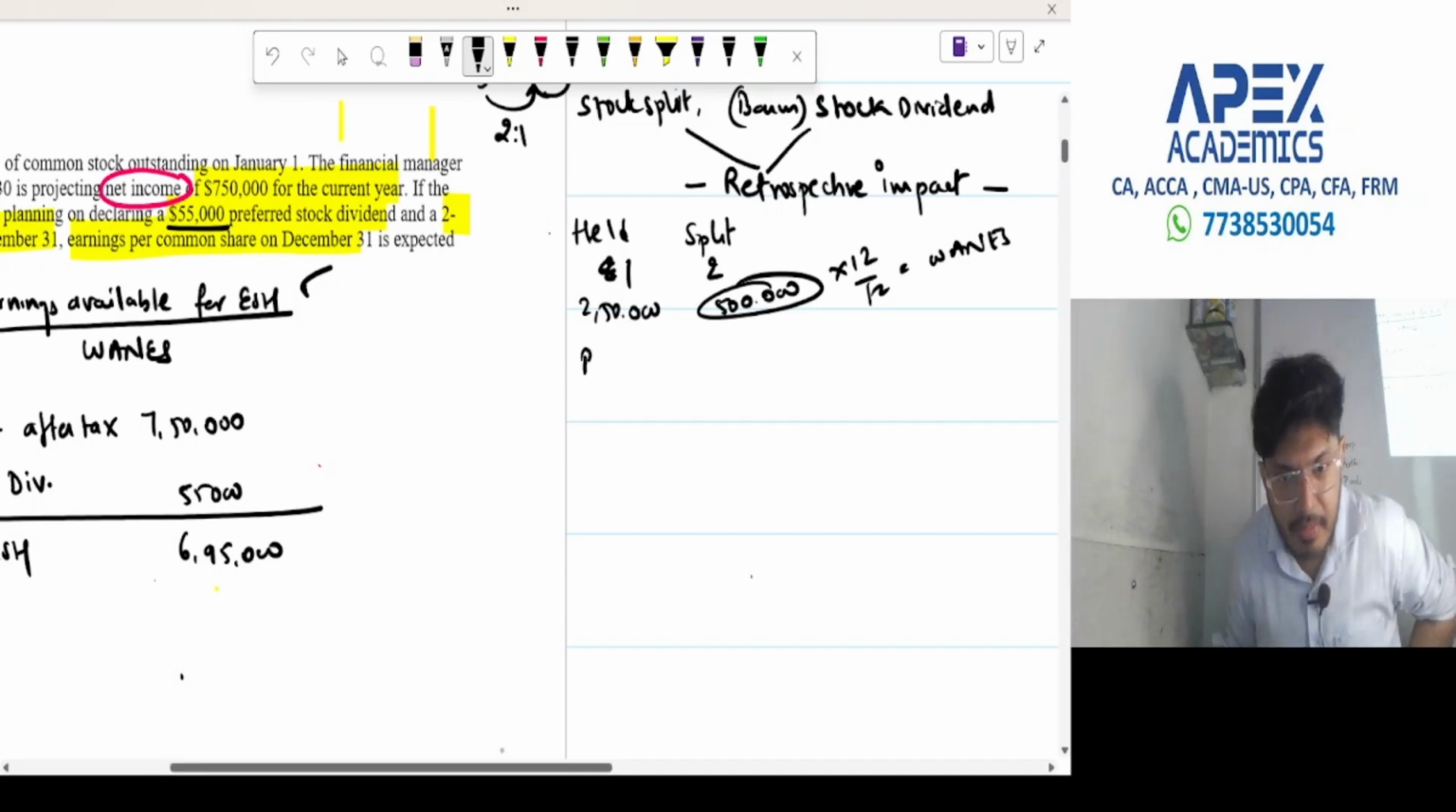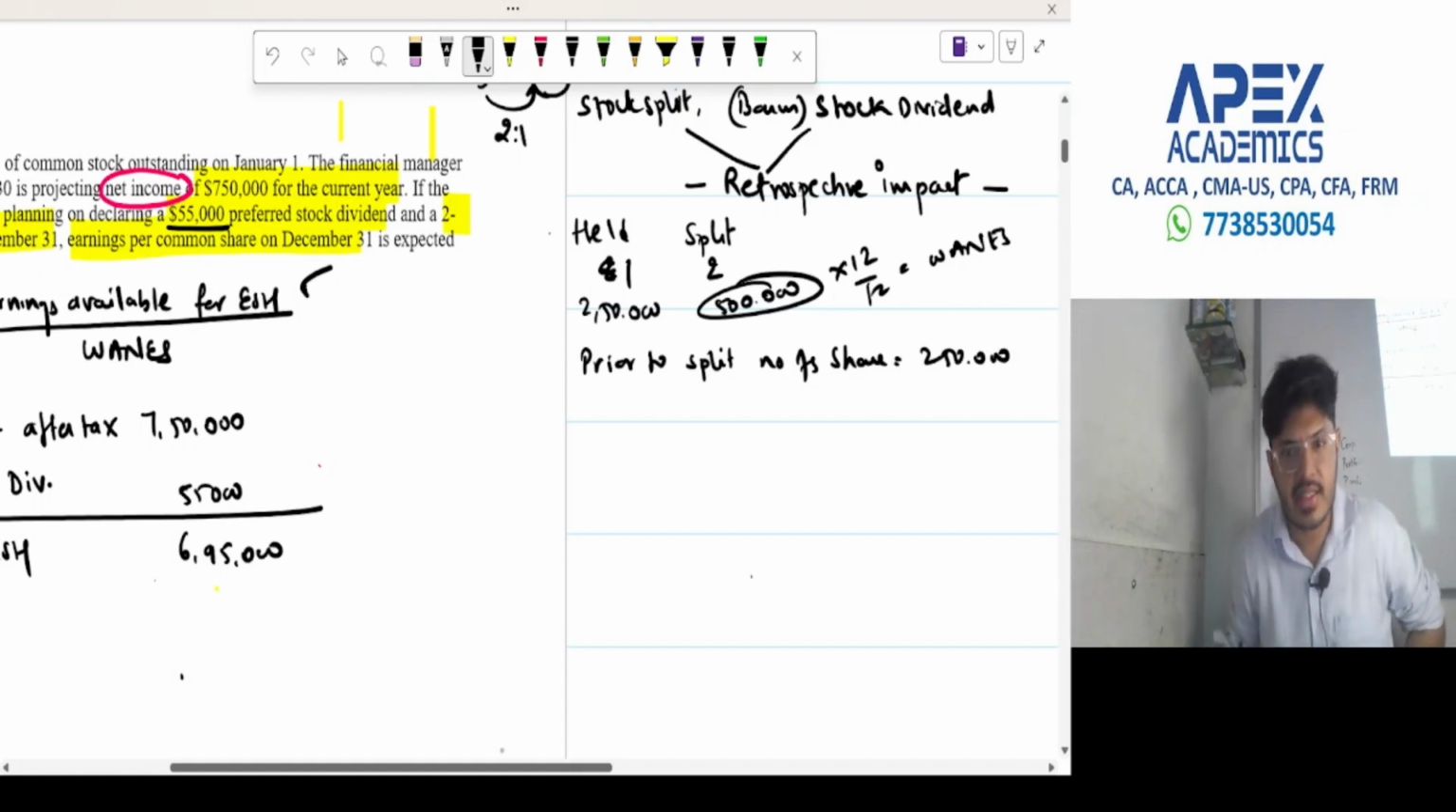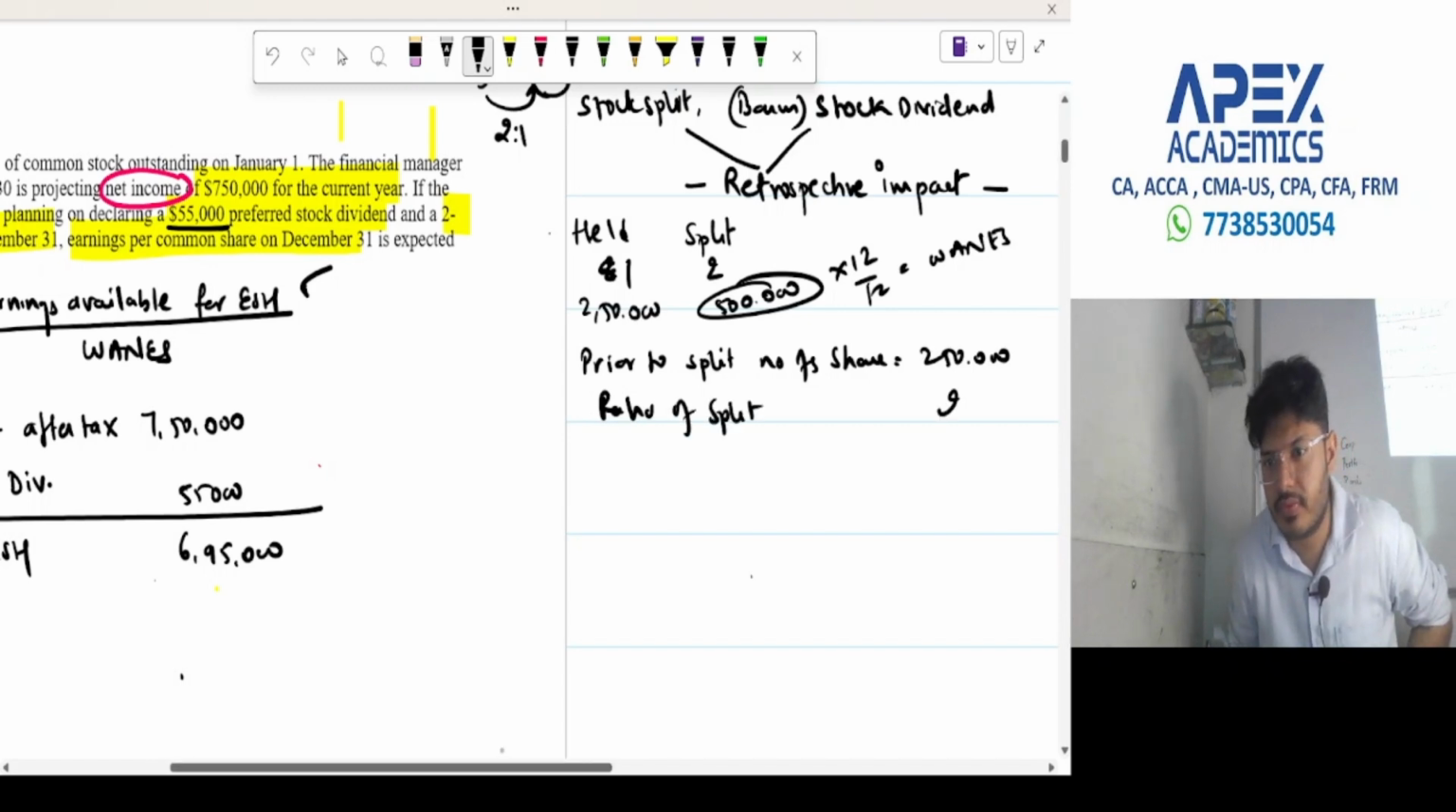You can say that prior to split, number of shares is equal to 250,000. Agreed? Yes. Ratio of split 2 is to 1. Number of shares after split.